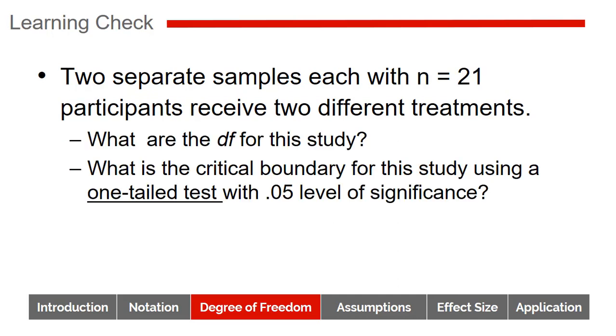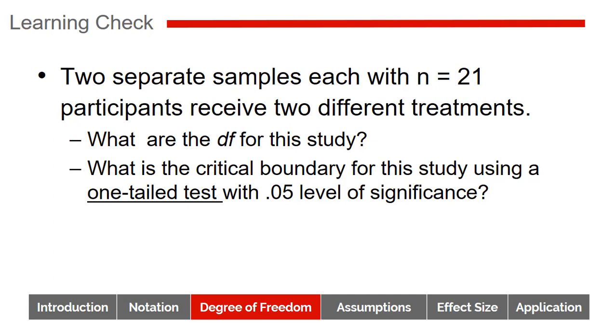2 separate samples, each with 21 participants, received 2 different treatments. What are the degrees of freedom for this study, and what is the critical boundary using a one-tailed test with 0.05 level of significance? Well, let's think about the degrees of freedom first. For each sample, it's going to be 21 minus 1. So 20 plus 20 is 40. Or if you think about it, if each sample has 21, that means there are 42 total, and 42 minus 2 is 40. So 40 are our degrees of freedom.